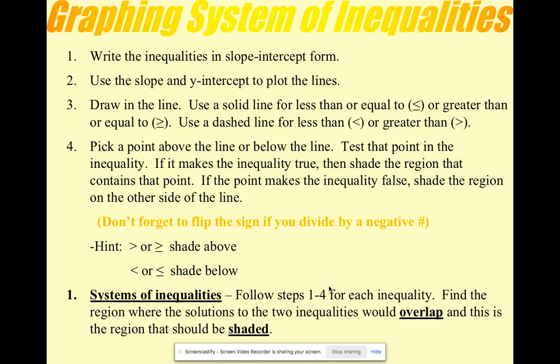Again, in more depth: write the inequalities in slope-intercept form, and use the slope and the y-intercept to plot the lines. Draw the lines using a solid line for less than or equal to or greater than or equal to, and use a dashed line for less than or greater than. Pick a point above or below the line and test the point in the inequality. If it makes the inequality true, shade the region that contains that point. If the point makes the inequality false, shade the region on the other side of the line. That's another way to think about when to shade. Or you can remember that if it's greater than or equal to, shade above, and less than or equal to, shade below. For systems of inequalities, you follow these steps for each inequality, and the region where the solutions overlap is your answer.